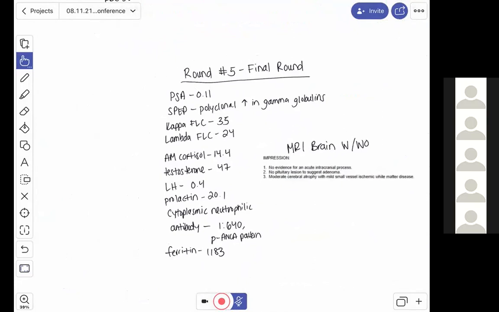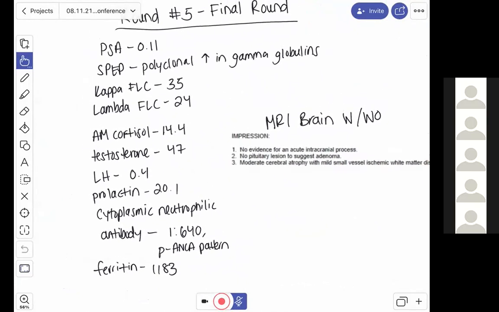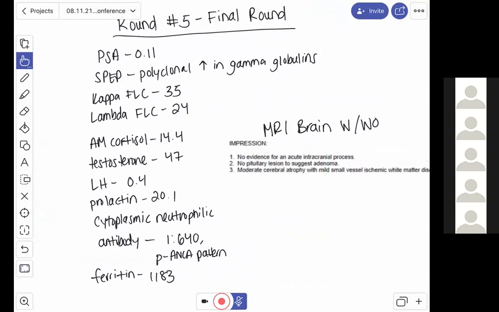So here's our last round of information. And again, this is all the real labs that the team ordered and studies that they ordered. I will give you guys a chance to look through this, and then we'll keep this part shorter. I'll give you about 2 to 2.5 minutes to think about this, and then we will come together for our final reveal. I want each of you to put down one diagnosis that you think encompasses this patient's presentation.